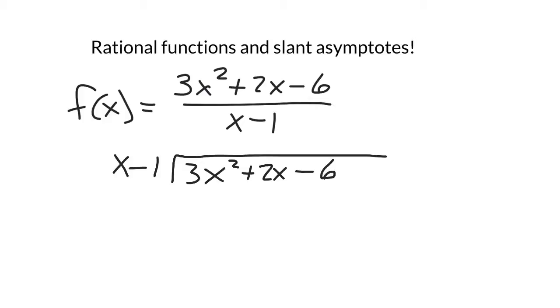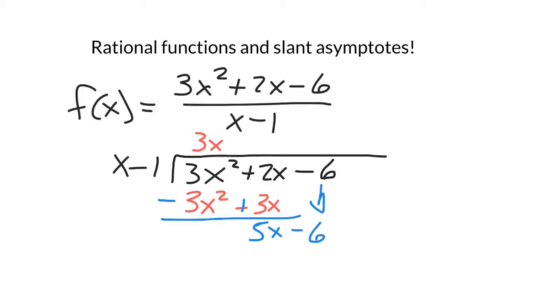6 inside. What do I take times x to get 3x squared? 3x. 3x times x is 3x squared. 3x times 1 is a negative 3x. We will simply change the signs. Add down. 5x. Bring the next term down. And ask yourself again, what do you take times x to get 5x? That would be 5. 5 times x is 5x. 5 times negative 1 is negative 5. Change the signs. Add down. Negative 1.